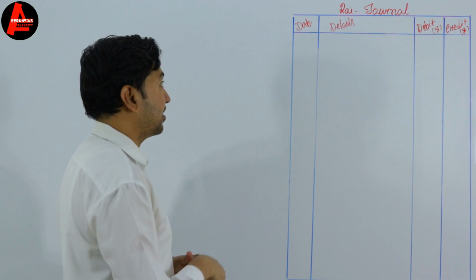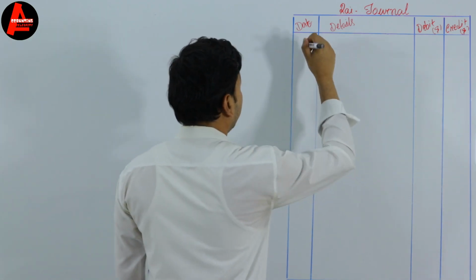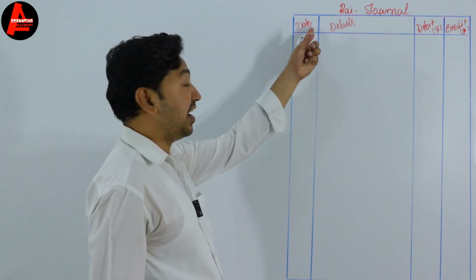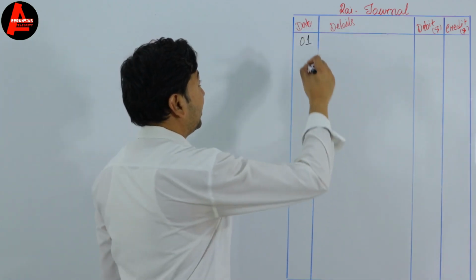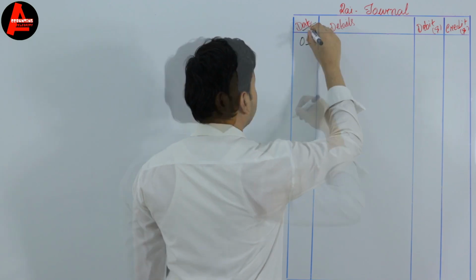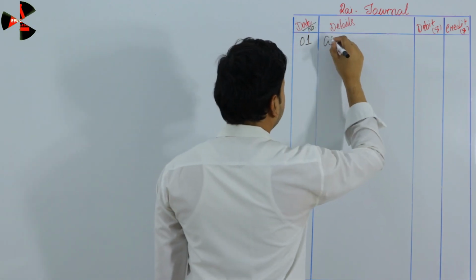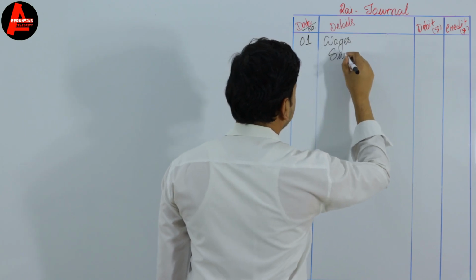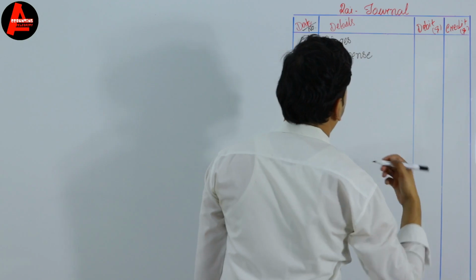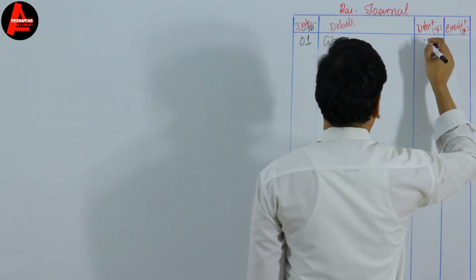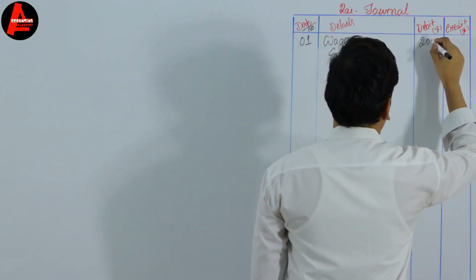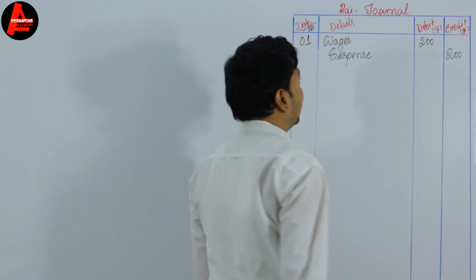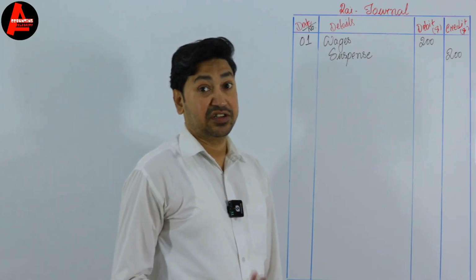So let's write the number here. Here we will write 1. Sometimes the question gives a date, sometimes a number. We can write the number here. So we write wages account to be debited and suspense account to be credited. The amount from the question is $200 on the debit side and $200 on the credit side. So the first transaction is done.